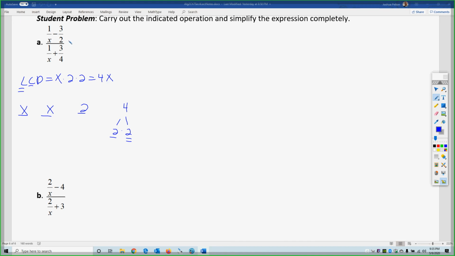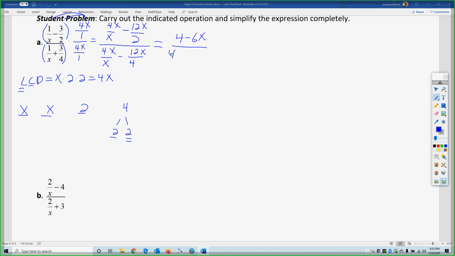Okay, so we're going to multiply both the numerator and the denominator by 4x. Again, you can put the placeholder as 1 if you want to, but makes no difference. So that gives me 4x over x minus 12x over 2 when I distribute. On the bottom, when I distribute, I get 4x over x plus 12x over 4. So I can simplify and get 4 minus 6x over 4 plus 3x.